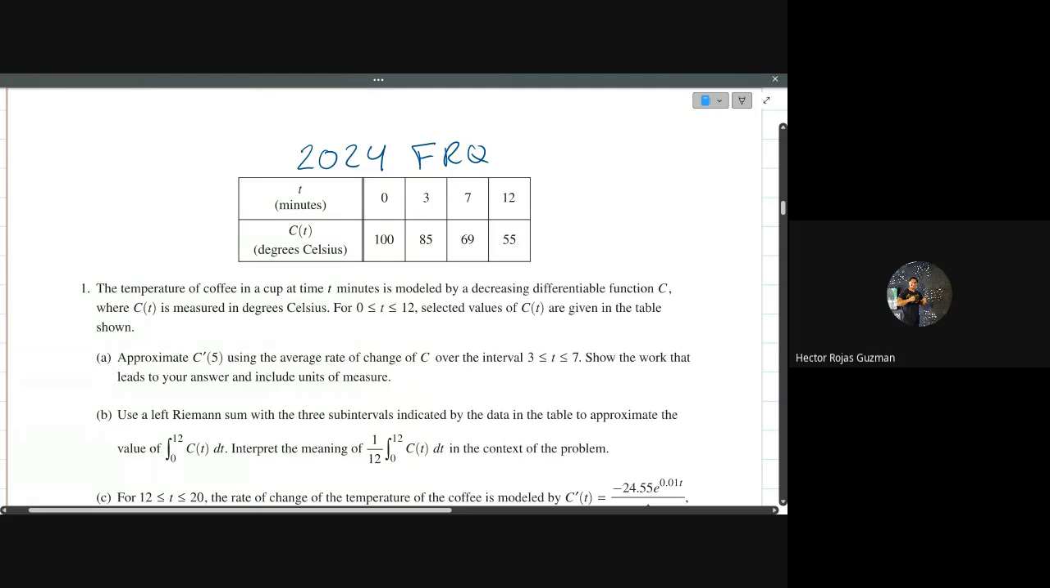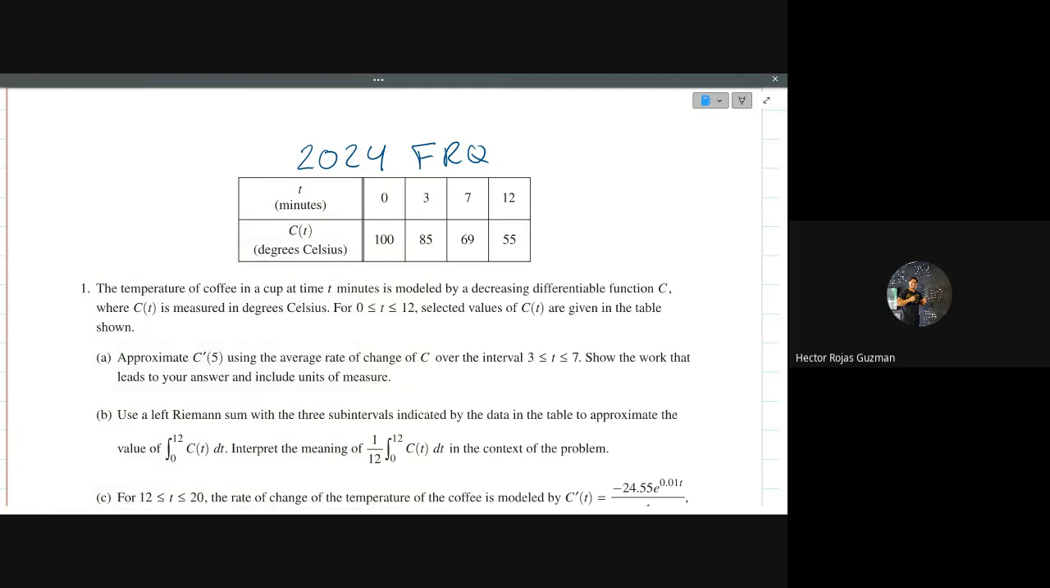Welcome back, ladies and gentlemen, to the 2024 FRQ questions. Right now, we're going to be going over three of them, the three questions that actually overlap between AB and BC. So if the order's a little funky, that's why. All right, we're going to start with number one.